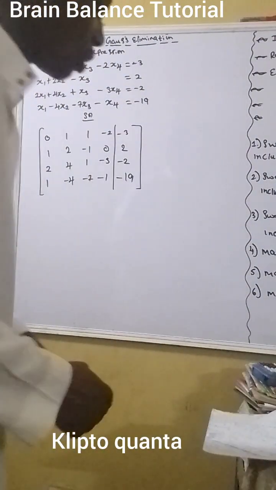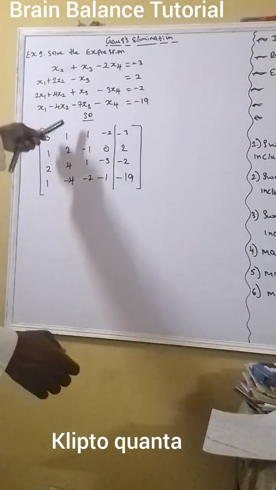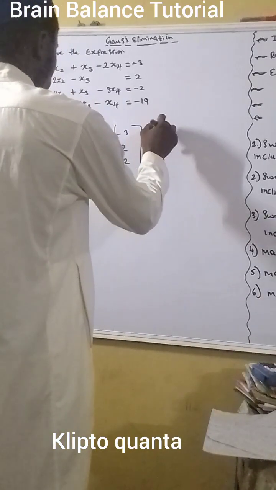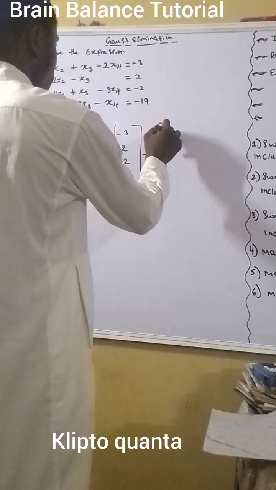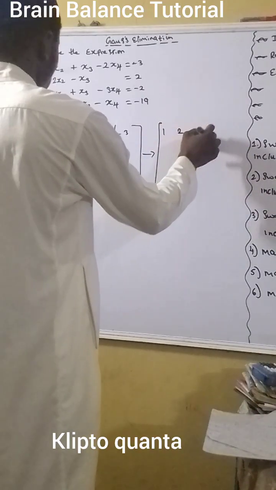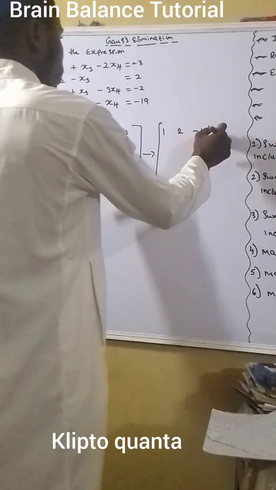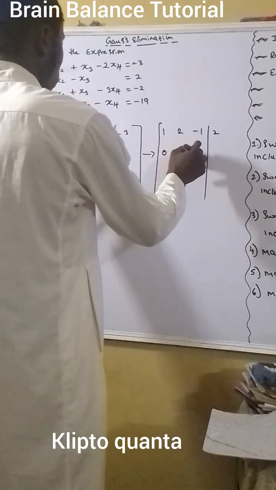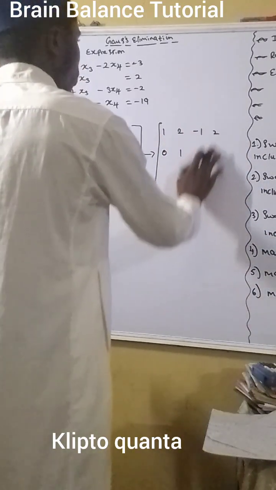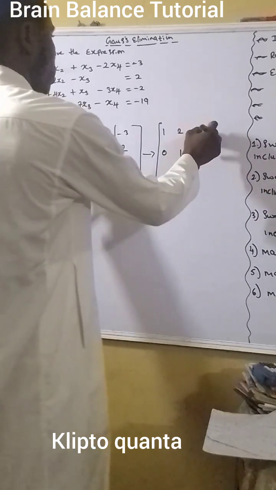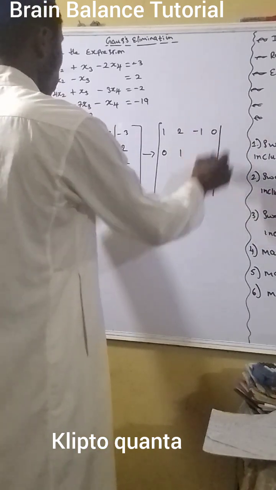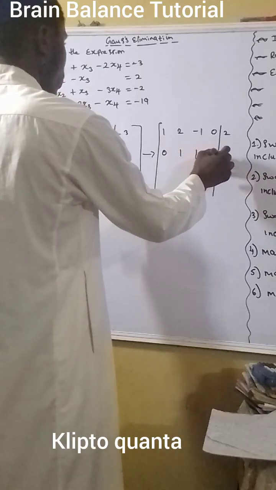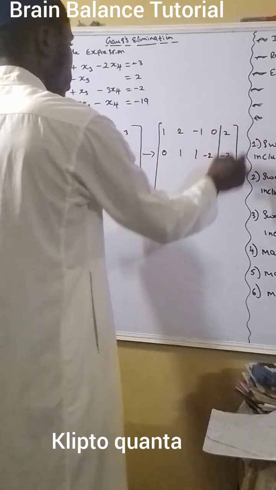So we can say we switch equation 2 to 1, then equation 1 to 2, which we can now write like this. Then you have 1, 2, negative 1, 0, then we have 2. So we have 0, 1, 1, negative 2, then we have negative 3.